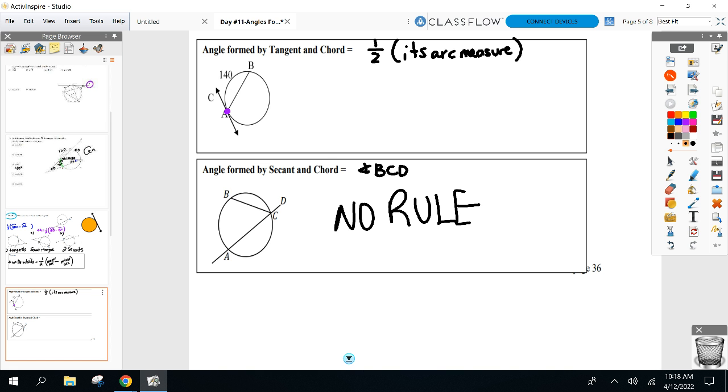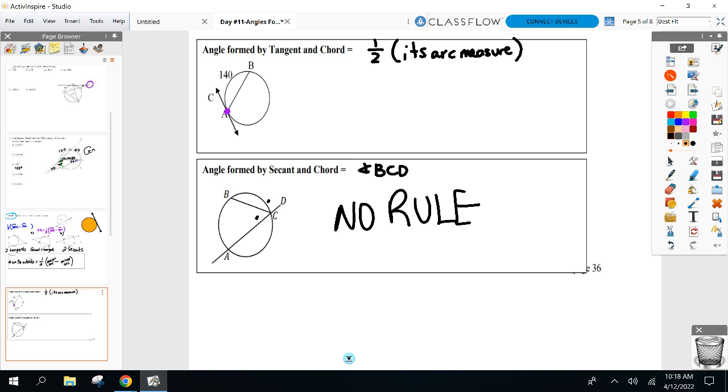There is no rule, but I'm still going to ask you to find it. How are you going to approach this if it's not, oh my God, I can't take half, I can't subtract, I can't add, it's not equal to, but he's still going to ask me to find that angle BCD? It's still possible. What's right next to it? An inscribed angle. Can you find the inscribed angle? And then what's the relationship between these two? Okay, so you can find it. I just don't have a magic rule for it, but you can still find it.